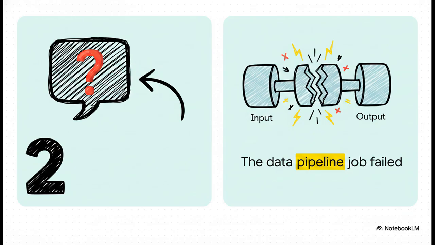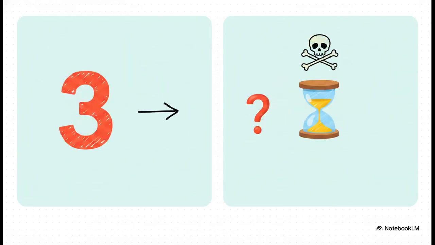So why number 2, why are those transactions missing? Okay. The answer, the nightly data pipeline job, the one that updates the table for the report, it failed. Now we're getting somewhere. We've moved past the dashboard itself and we're looking at the pipeline. Okay, let's keep digging. Why number 3? Why did that pipeline job fail? The answer is it timed out.